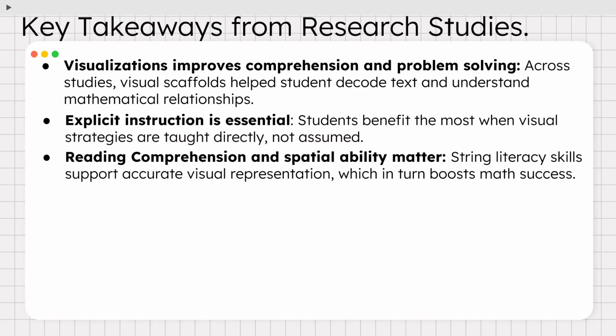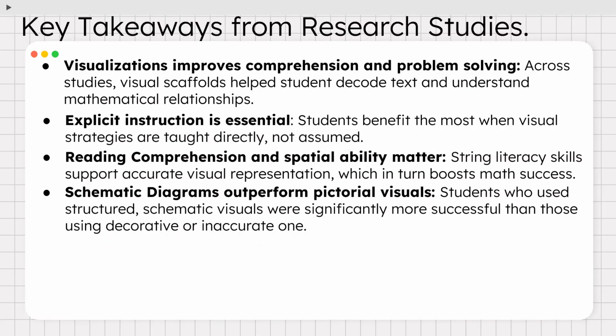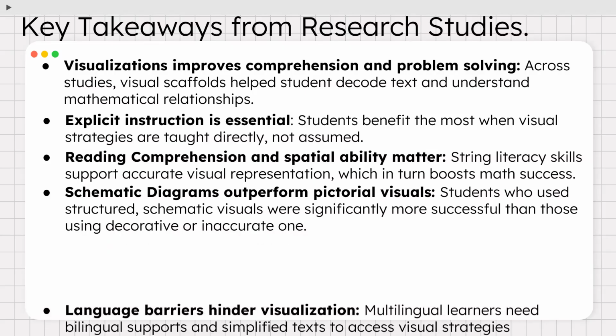Literacy skills like reading comprehension and spatial ability play a major role. Students who can read fluently and organize information are better able to construct accurate visuals, which in turn boosts their math success. Not all visuals are equally effective. The study by Bonin found that schematic diagrams dramatically increase problem-solving success, while pictorial or inaccurate visuals actually reduced it. This tells us we need to guide students towards the most helpful representations.